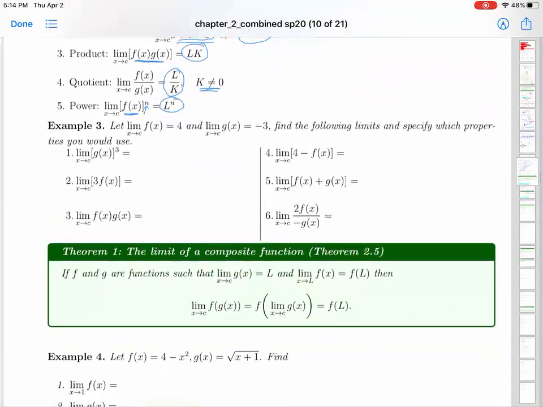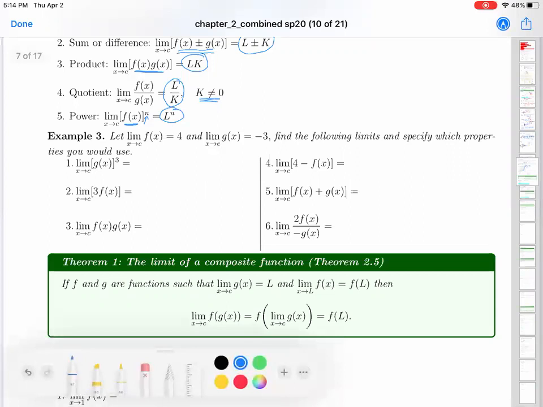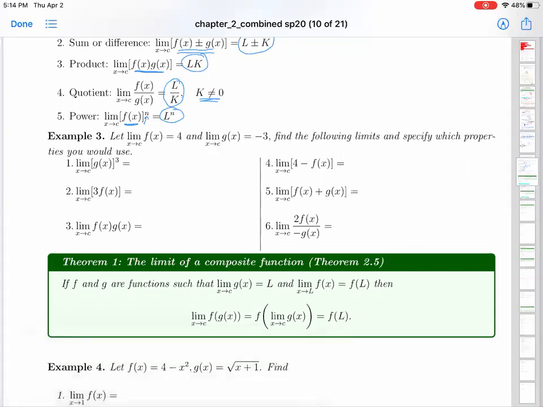Now we can use these properties to find limits in the following example. We know in this case that the limit of f of x when x goes to c is 4, and the limit of g of x when x goes to c is -3. Then the first limit is asking to find the limit of g of x raised to 3 when x goes to c, using the power property, right?